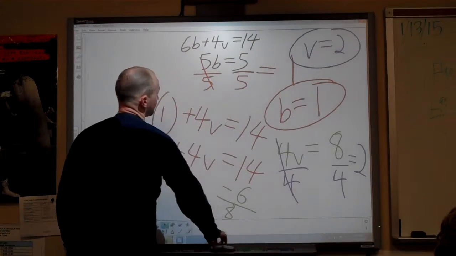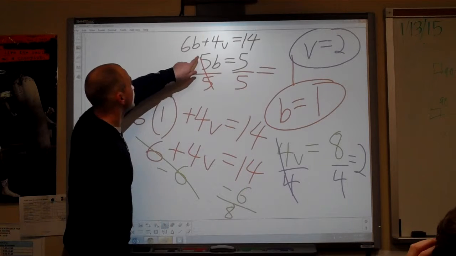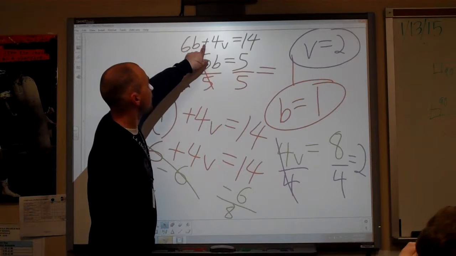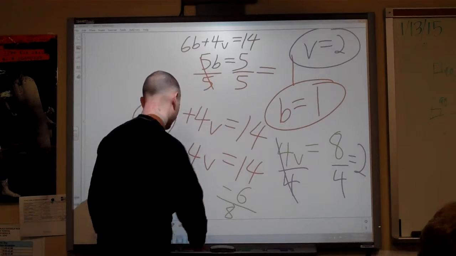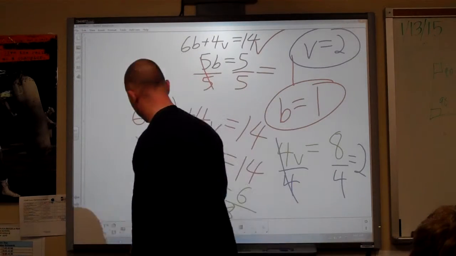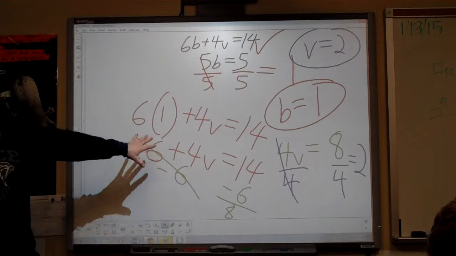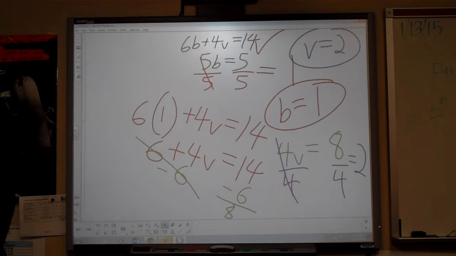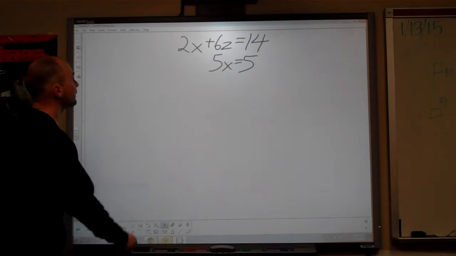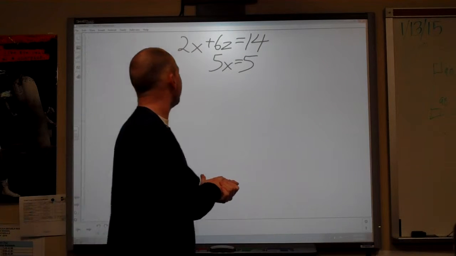Now let's make sure this works. 6 times 1 is 6. Plus 4 times 2 is 8. 6 plus 8 is 14. Does that work? Yes, it checks. Questions on that one? All right, let's just do one more. Last one, number 8. 5x equals 5.